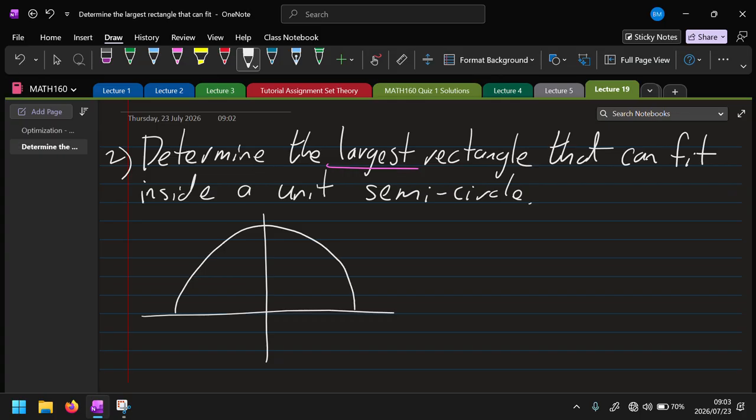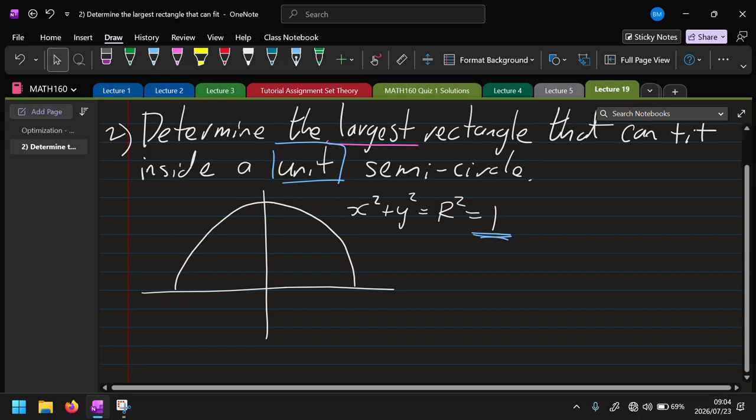We got ourselves a semicircle, and it says a unit semicircle, so that means the radius is 1. Okay. So in general, it will be some radius, r, but it's a unit semicircle, so radius 1. Now we want to maximize this rectangle here that will fit inside. So we can't draw it sticking out beyond the semicircle. It must be somewhere inside here.